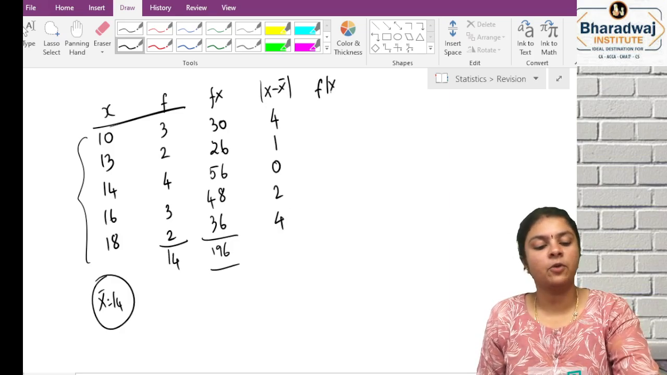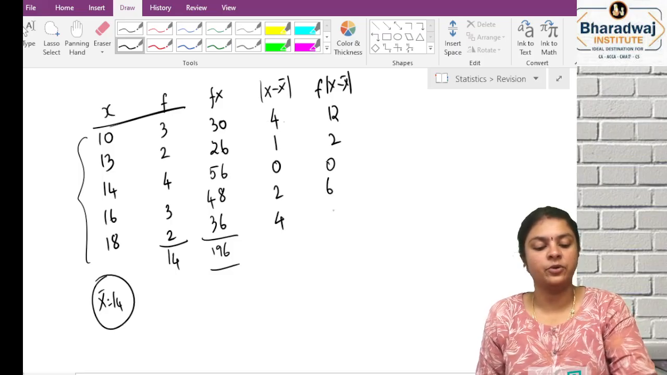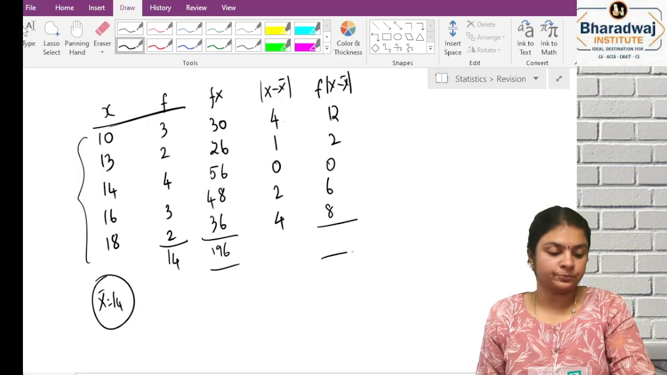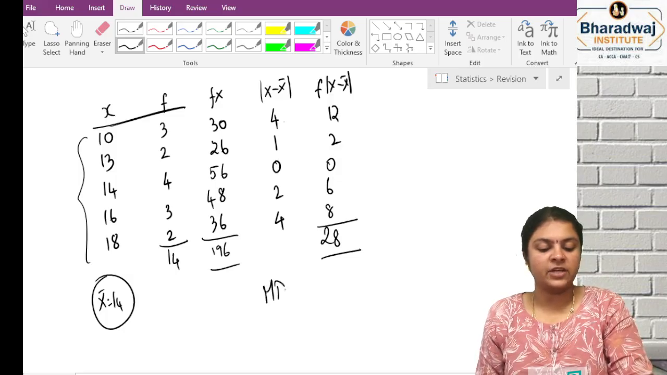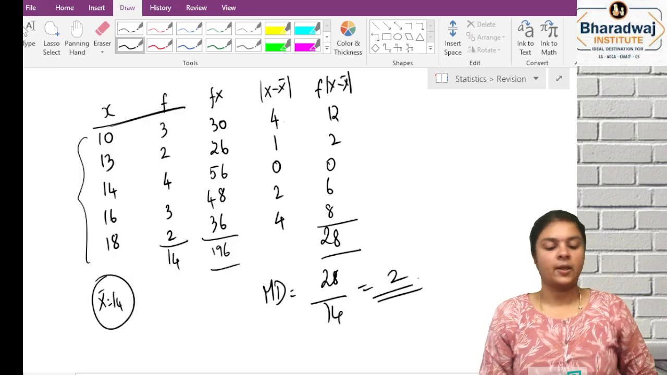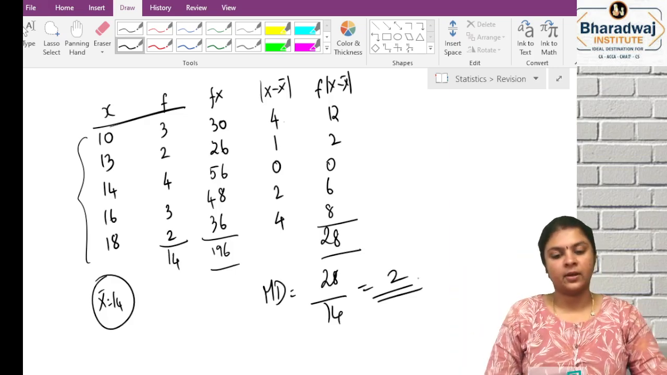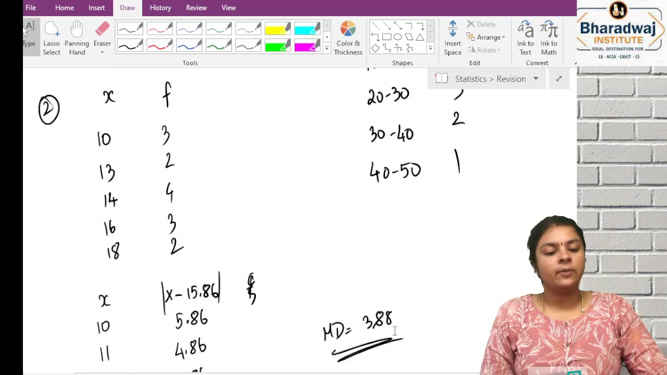Now f into modulus of x minus x bar. 4 into 3, 12. 2 into 1, 2. 0. 3 into 2, 6. And 4 into 2, 8. Total 28. So mean deviation will be sigma f into modulus of x minus x bar divided by sigma f, 28 by 14, which is 2. Got it, friends? Yes, ma'am. Were you able to do the third one?